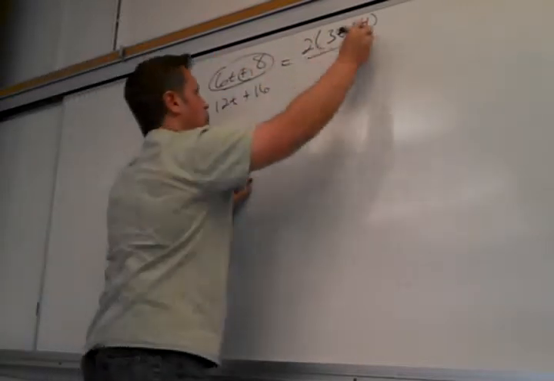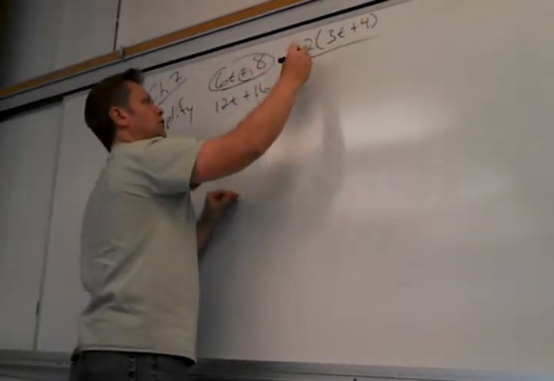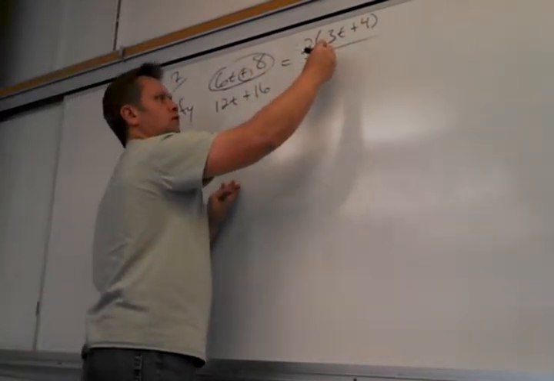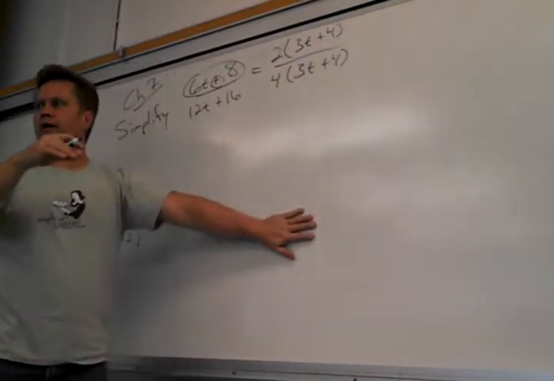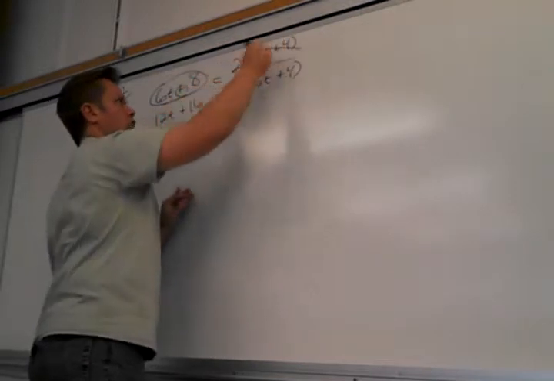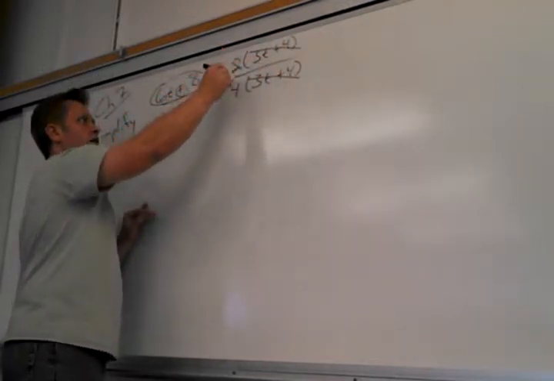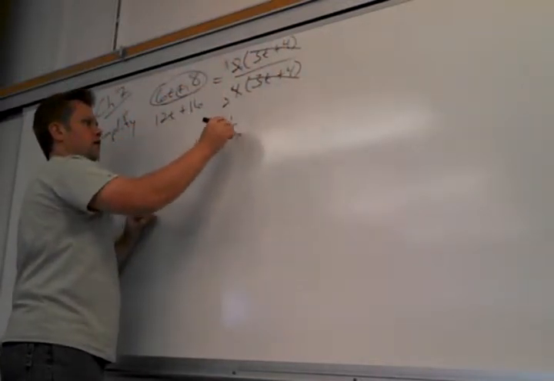Because then the parts, of course, what comes out of the bottom? 4. 3t plus 4. So what cancels exactly? Yeah, the 3t plus 4's, and that becomes 1/2. So the answer is 1/2. Kick ass.